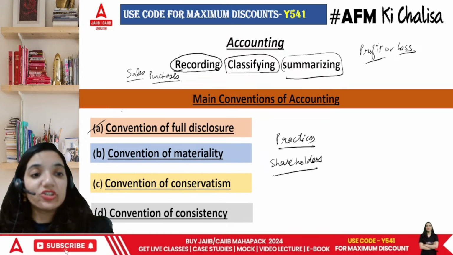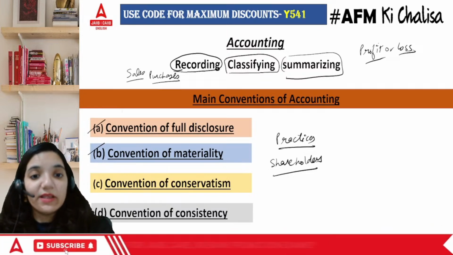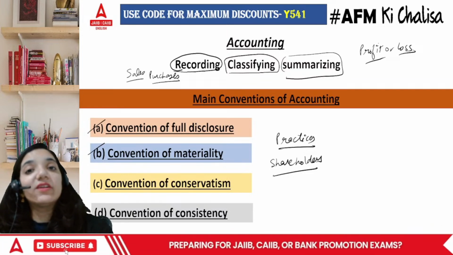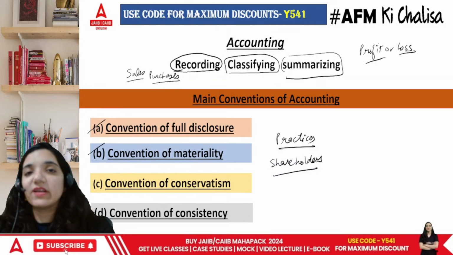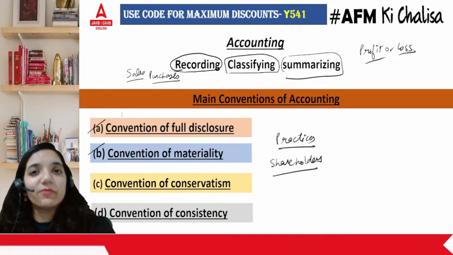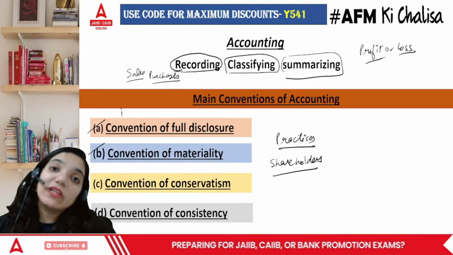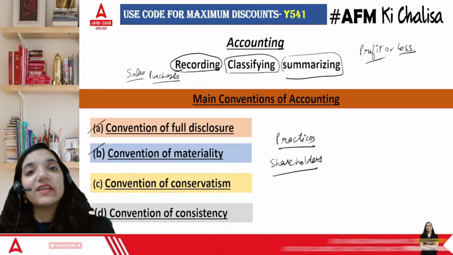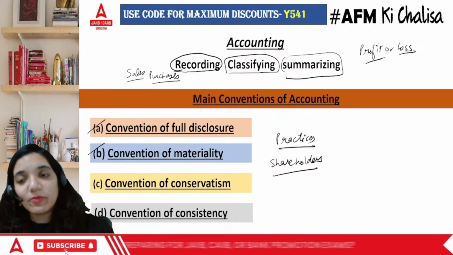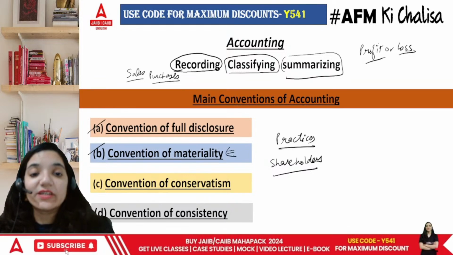Second is convention of materiality. Materiality means whatever is super important. This is an extension of full disclosure, everyone. Materiality means everything which is important. For example, you ask me, ma'am, among all the papers, just let me know about AFM exclusively. Then I have to tell you exclusively about AFM, not about the other exams in JAIIB. Same case, if they're asking about only the profits, only the assets, then you have to be specific about it. That's called materiality.